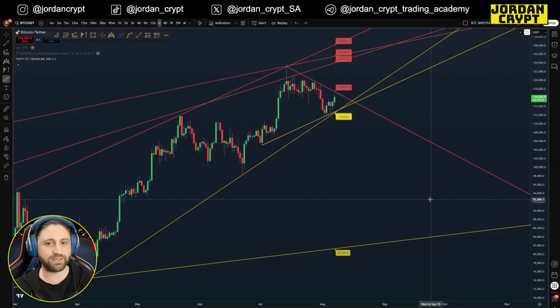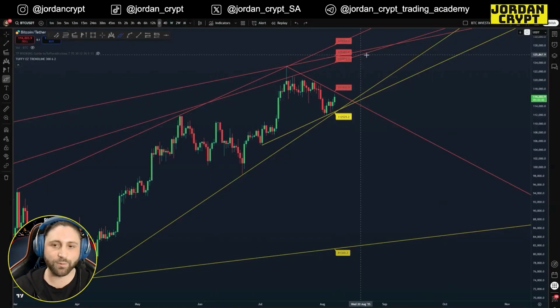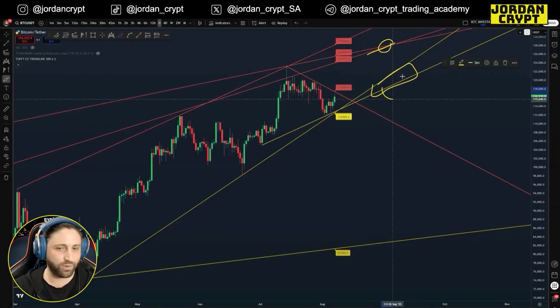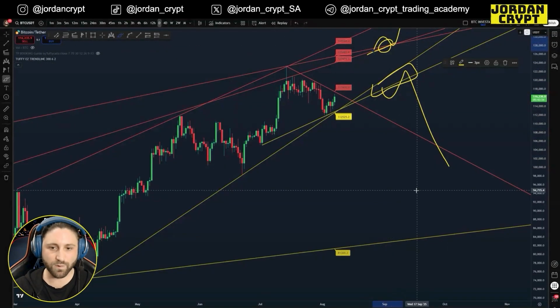On this time frame, we can see we are in a trending market, and we would see either a break above the resistance trend line or a break below these support trend lines for a retest with a dump or a retest with a pump.